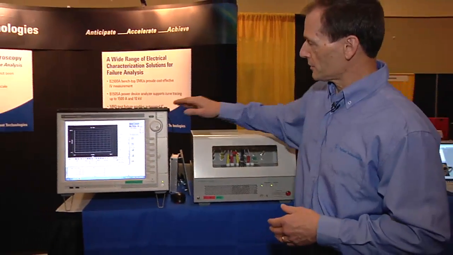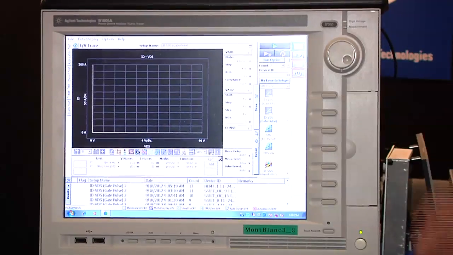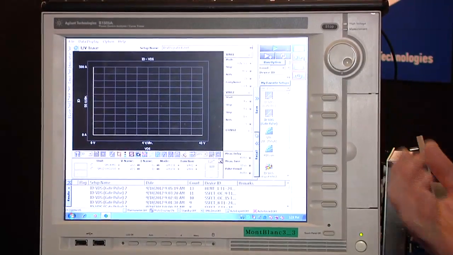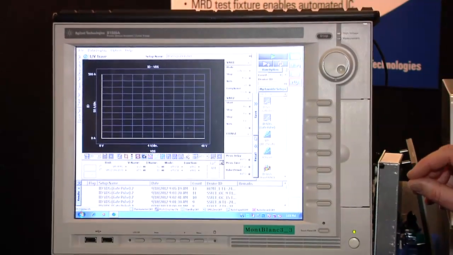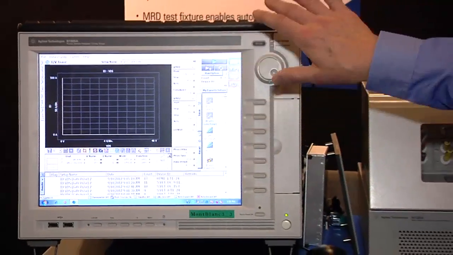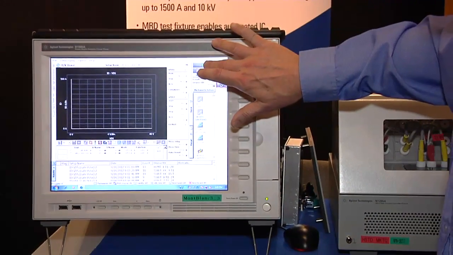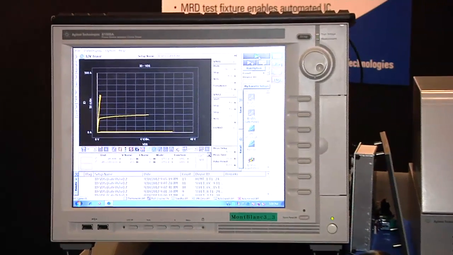And over here, you can see the screen of the B1505. Essentially, there's many different ways of using this product, but since many of you may be familiar with this as a curve tracer, I'm going to start off using it in curve tracer mode. So let's go ahead and test this particular device. It's a touch screen, so I can start testing simply by pushing the button here. And you can see that I'm starting to get a family of curves.